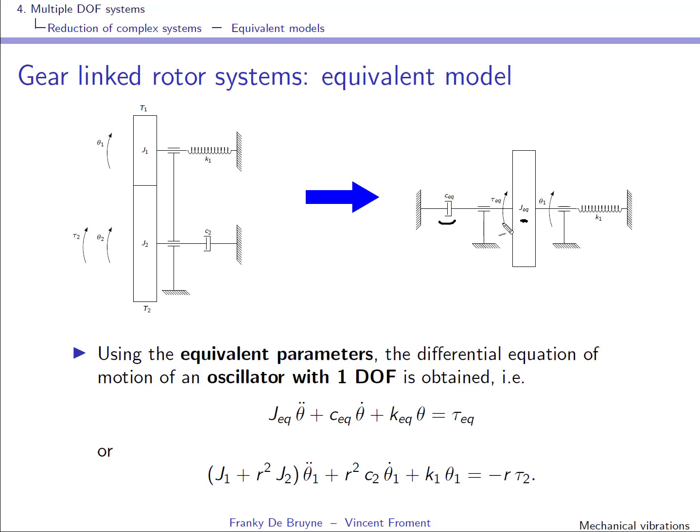The equivalent torque is defined as positive in this direction, but if it's positive over here, we should expect it on the other side. This is indeed what we see, because this one here is equal to minus r times the torque that was initially applied, so indeed it's going to be in this direction here. So this is how you can obtain a model for a gear linked rotor system.